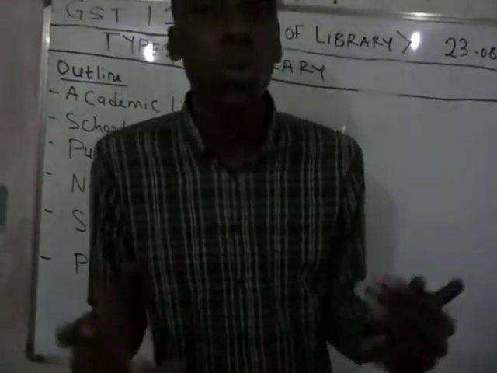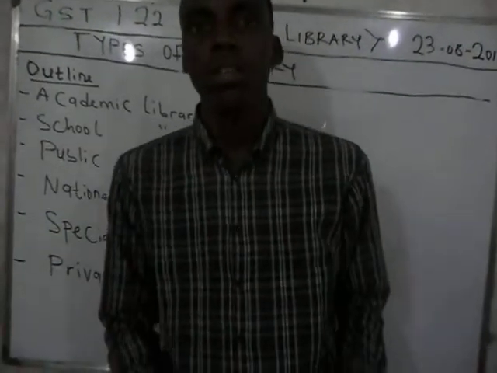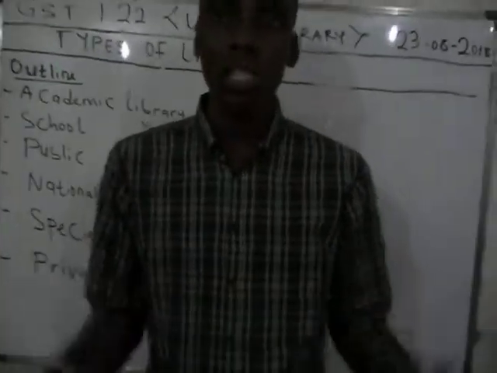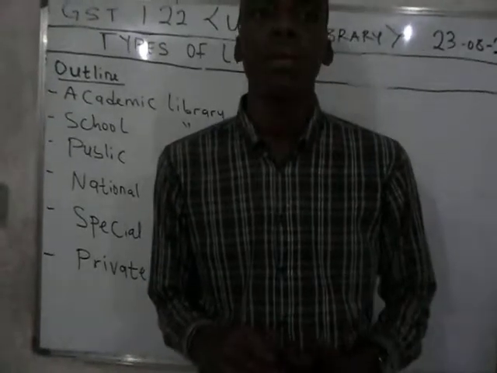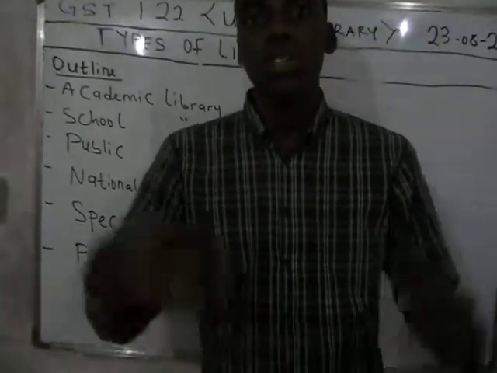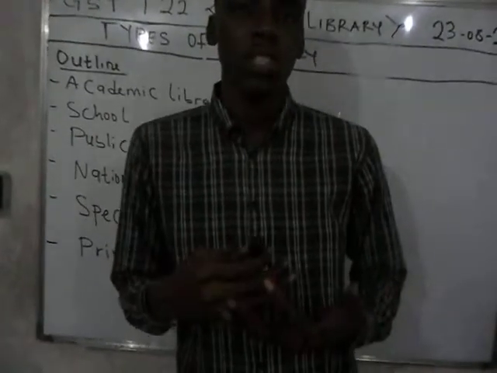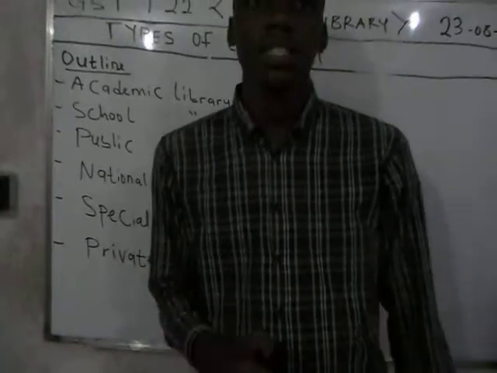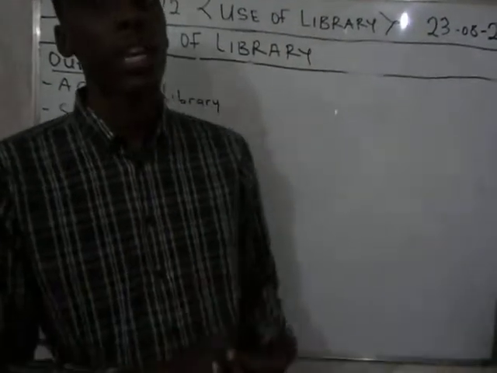What is the use of an academic library? As we all know, a library is meant to serve its immediate users. It is just meant to serve the needs of the users. Now, who are those who use an academic library? It is used by students, it is used by staff of the institution, and it's also used by staff dependents. So these are the people that use the academic library.